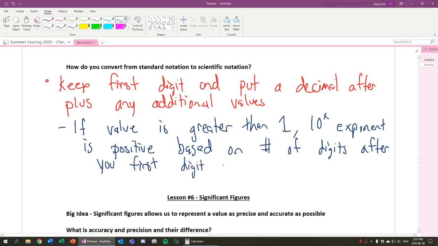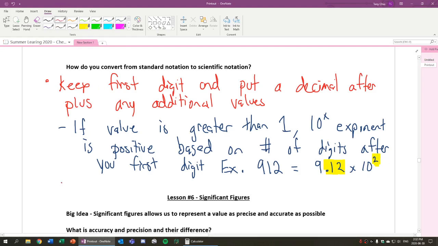So for example here, if it's 912, what you're going to do is first put a 9, then a decimal, 12. Now, how many values did you have after the 9? After the decimal, you have 2. Because you have 2 here, that times 10 to the power ends up being, in this case, times 10 to the power 2. That 2 represents that there are 2 digits after the 9. Okay.